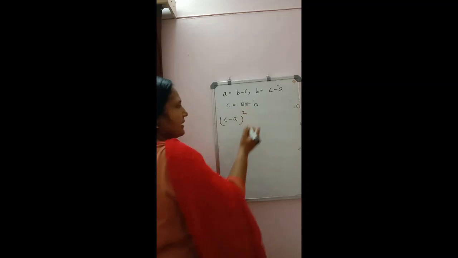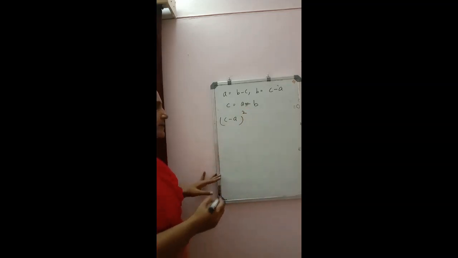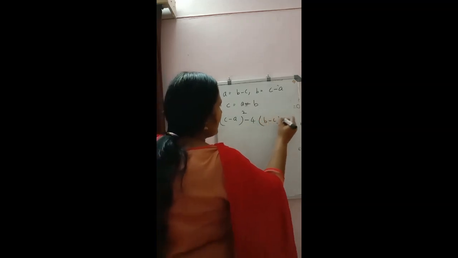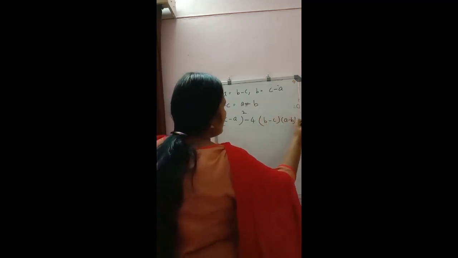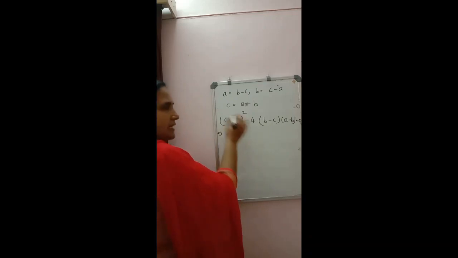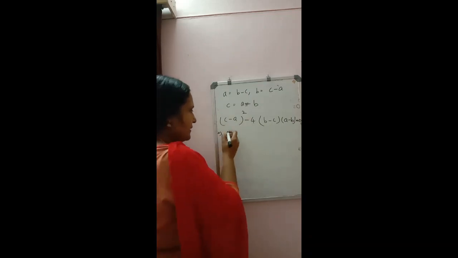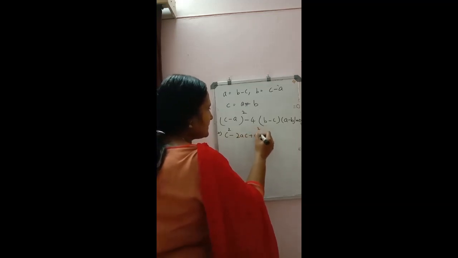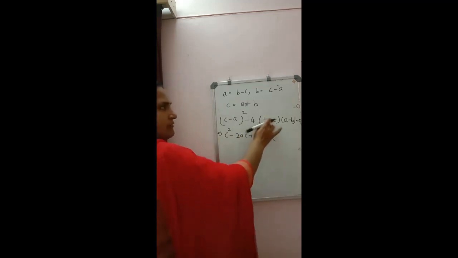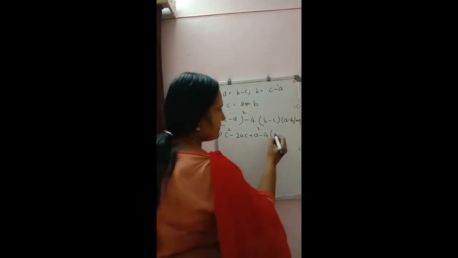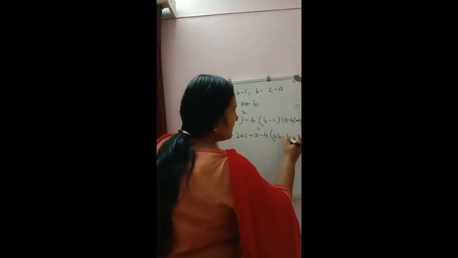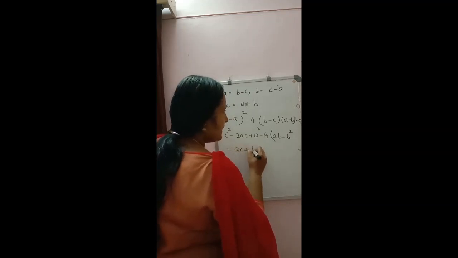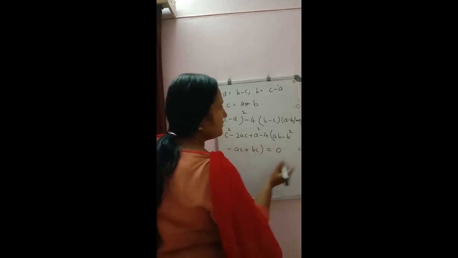In place of B we have c − a. So (c − a)² − 4(b − c)(a − b) = 0. Now we can simplify it, use the identity, it will come c² − 2ac + a² − 4 into, first multiply this expression. So it will be equal to ab − b² − ac + bc = 0.